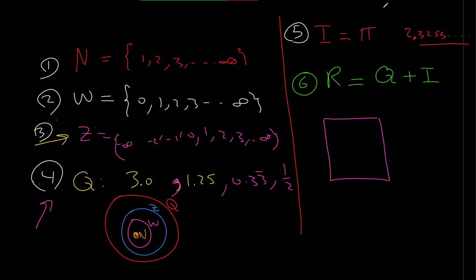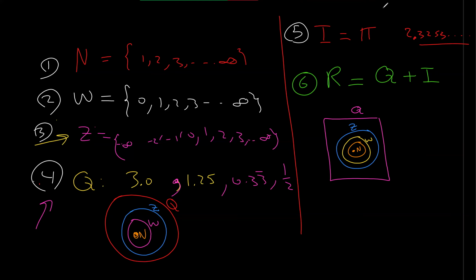inside it, as we said, this is natural numbers, and the bigger one, as we said, is whole numbers, then come integers, which is Z, and this one, the pink one, is called what? Rational numbers, which is Q.